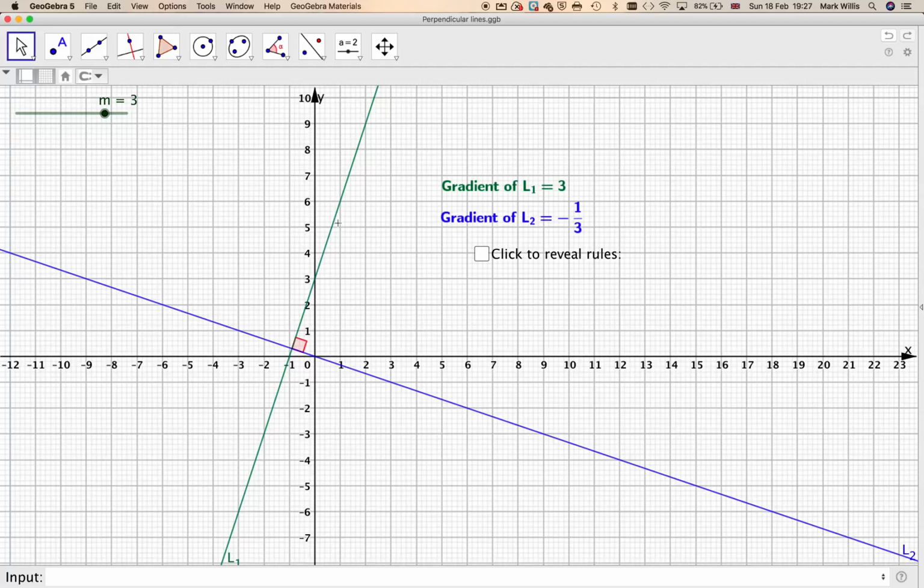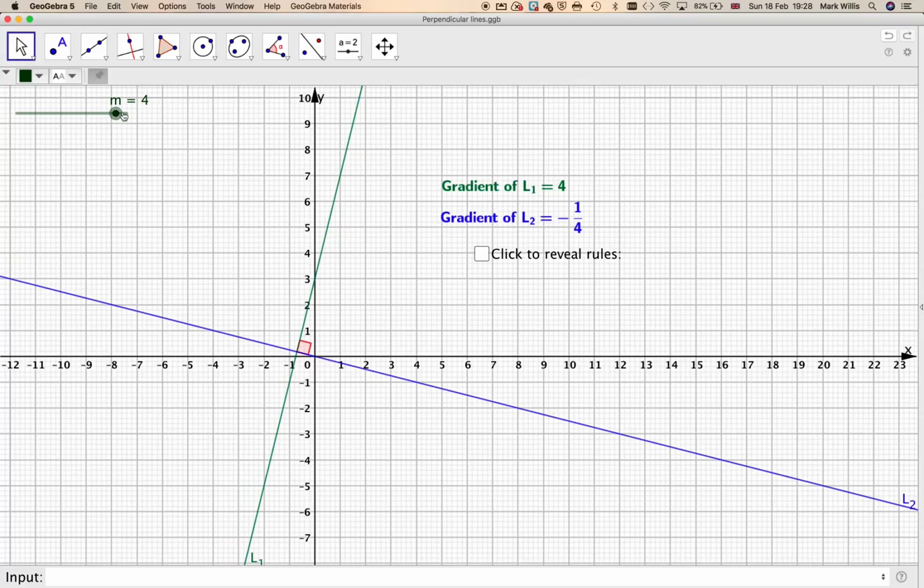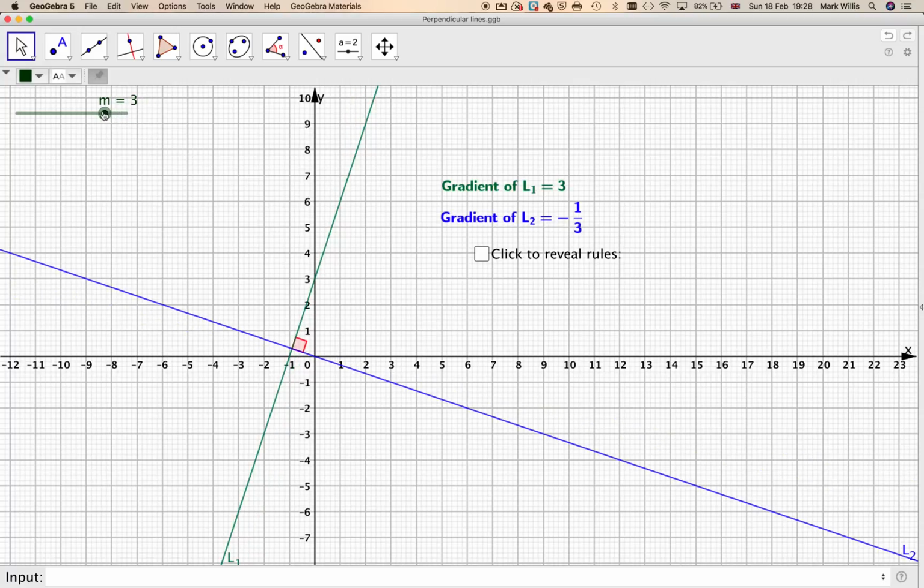For every 1, we go 3 up. And for every 3 squares along, we go 1 down, sorry. So it means this line has a gradient of 3, and this line has a gradient of -1 over 3. Now, if you multiply these two numbers together, 3 times -1 over 3, you get -1. And the same will be true for that one and that one, and for all the other ones here.